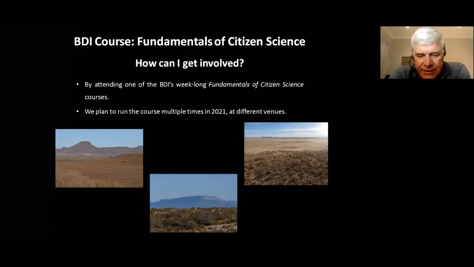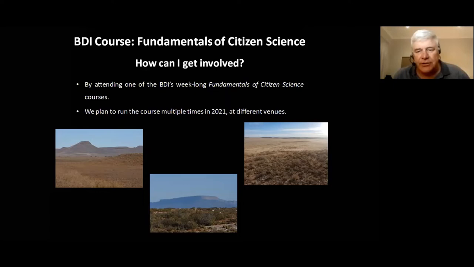This is a picture taken looking sort of south east from the Knersvlakte towards a very well-known landmark near Van Reinsdorp called Gifberg, Poison Mountain, and named after the specific type of tree that grows only in this area, apparently, that has poisonous properties. So that's just a very small little introduction to the venues that we propose to use for at least three of the courses to be held during the course of 2021.